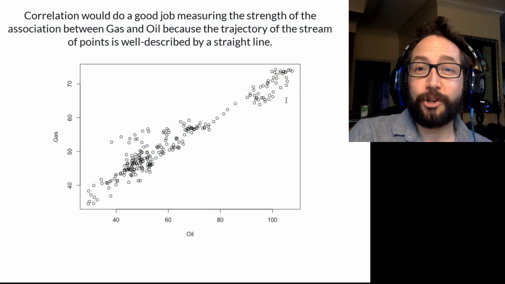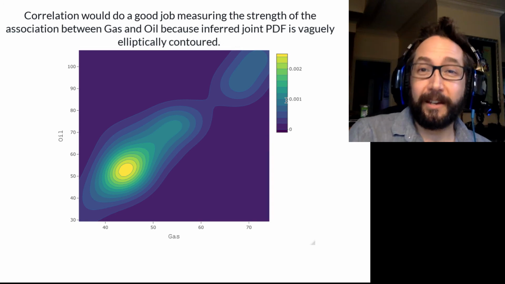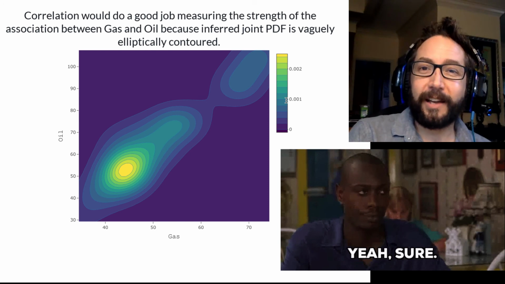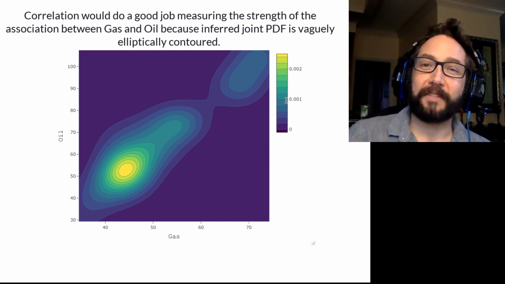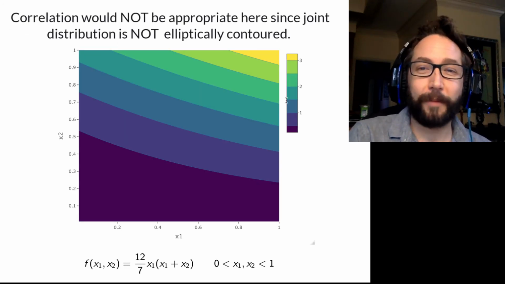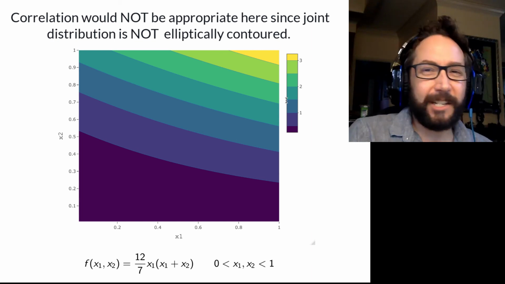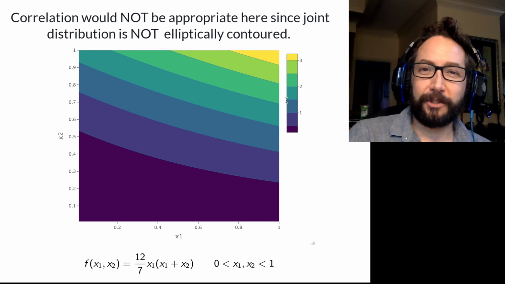If we looked at the relationship between the price of oil and the price of gas, with a scatter plot of historical data, or with the inferred distribution, we see that roughly, yes, it looks like a flattened ellipse. So the correlation would do a reasonable job of capturing the strength of that association. If instead our distribution looked like this, 12/7 x1 times (x1 plus x2), that doesn't look like a flattened ellipse at all. The correlation is of limited value here, not really designed to measure how strongly those variables are associated.